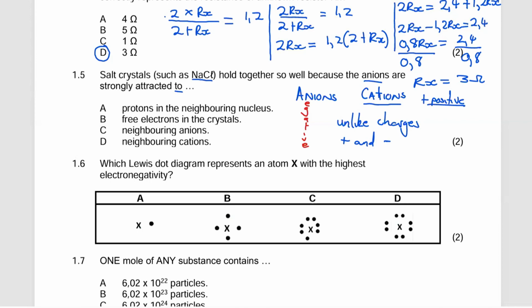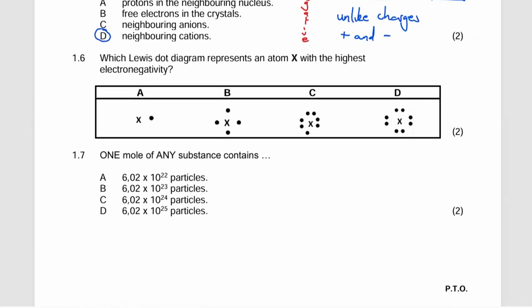A says protons in the neighboring nucleus, which is wrong. Then B says free electrons in the crystals, which is wrong. Then the neighboring anions: remember, if they were the same, anions versus anions, they actually repel because they are like charges. Like charges repel, while unlike charges are the ones that attract. So the final answer there is neighboring cations, so the correct answer is option D. Then we proceed to question 1.6.